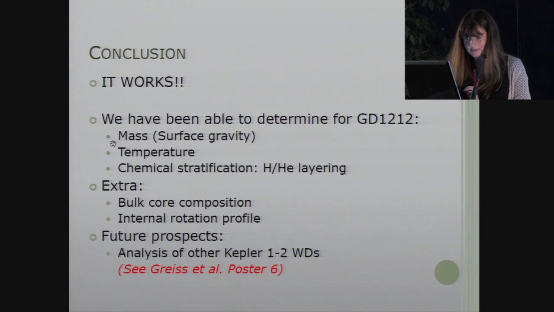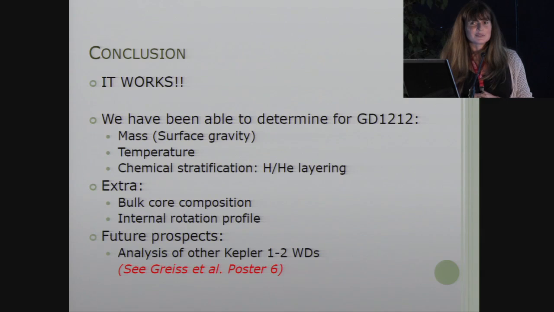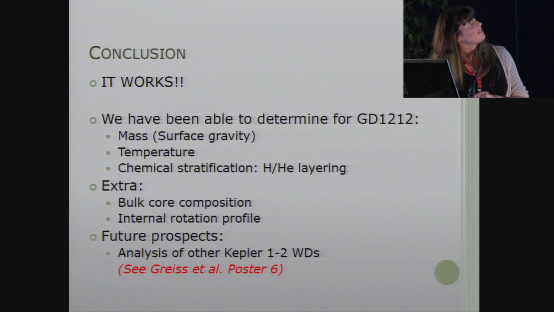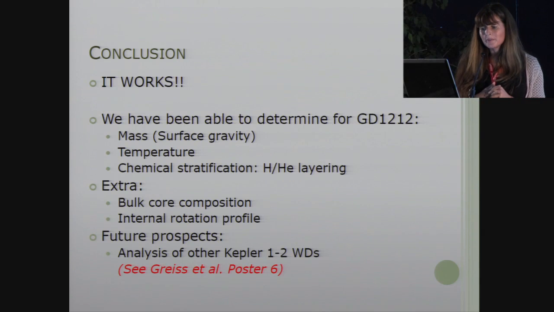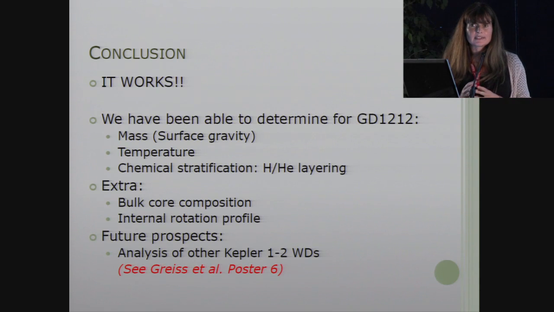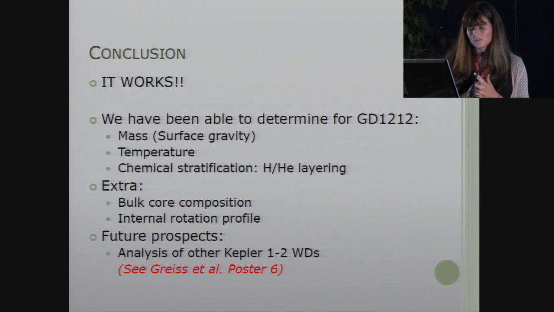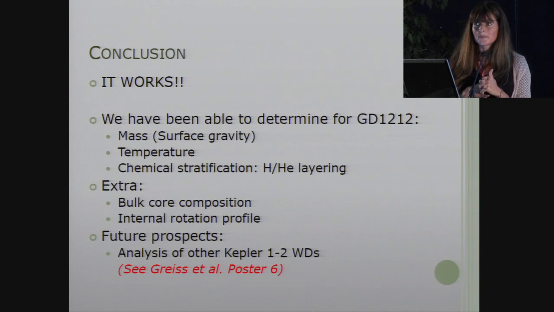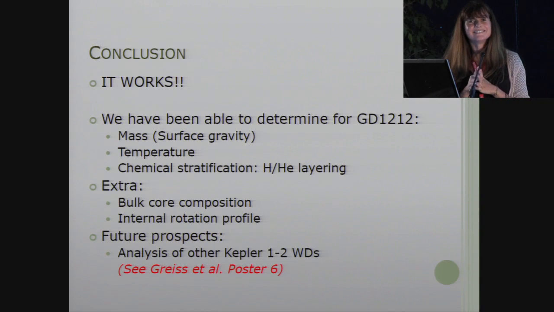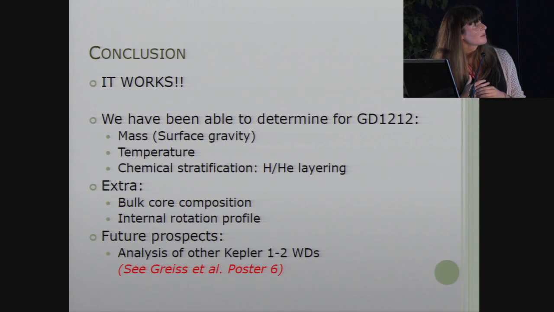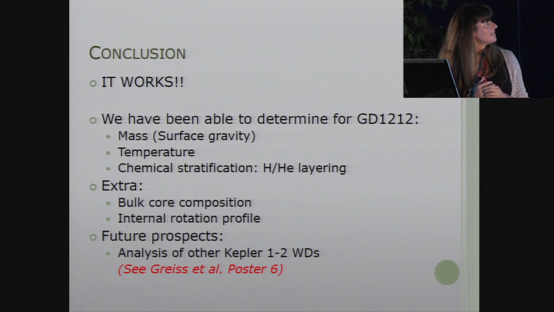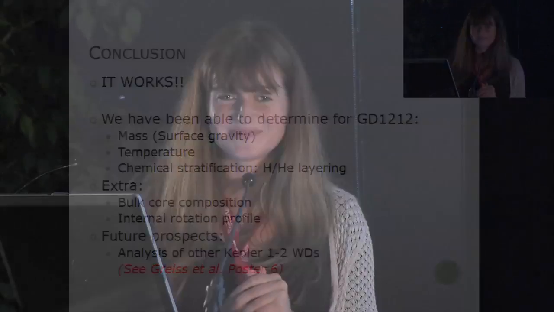As a conclusion, the main thing is it works. We have been able to determine the main stellar parameters for GD1212. But as an extra, we have hints of how to constrain the bulk core composition. And for the first time, we have an internal rotation profile that goes really deep into the star. Of course, there are future prospects, so I hope Sandra Grace will help me on finding other white dwarfs in the field of Kepler-2. So there's more work to do. Thank you.